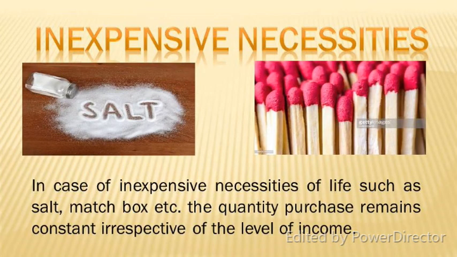The third category of goods which are related to income of the consumer in a different way is inexpensive necessities. What are the inexpensive necessities of life? Salt, matchbox, shoelace, needle, etc. The quantity purchased increases with an increase in income up to a certain level and thereafter it remains constant, irrespective of the level of income. This is in view of the fact that there is an upper limit to the consumption of such goods. The consumption of inexpensive necessities does not vary with the increase in income because their demand to the consumer more or less remains fixed.